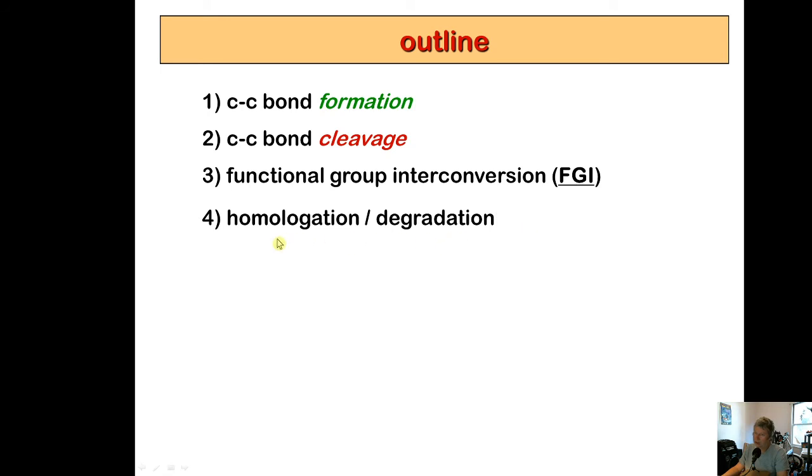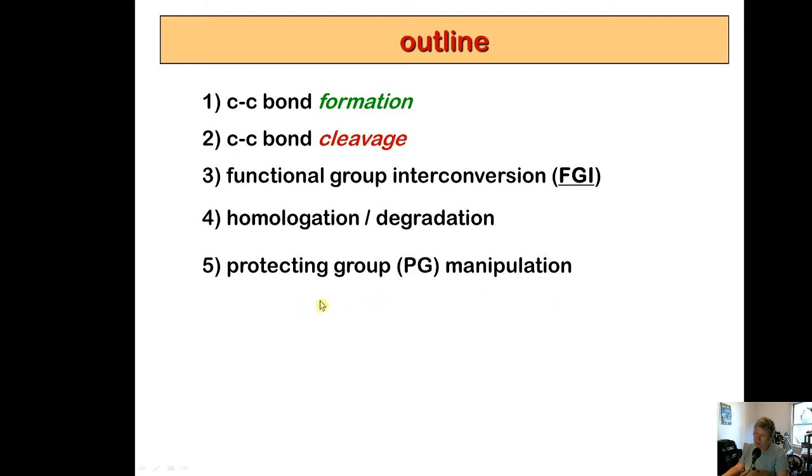Homologation and degradation. Some of these will be a little redundant with other things, but homologation and degradation is kind of its own category, and that means adding 1 or 2 carbons to a molecule. Degradation means loss of carbons. Homologation would typically be an example of CC bond formation, and degradation would be an example of CC bond cleavage. So there's a little bit of overlap here, but I like to reiterate homologation and degradation in its own little section.